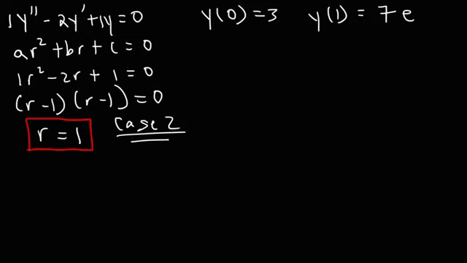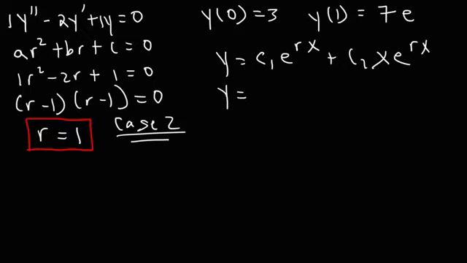So let's write the general solution to the case number 2. So the formula is y is equal to c1 e to the rx plus c2 x times e raised to the rx. Let's replace r with 1. So we have c1 e to the x plus c2 x e to the x.